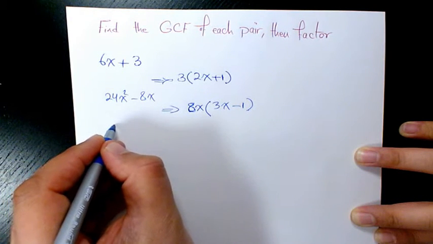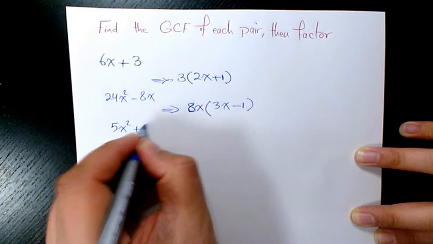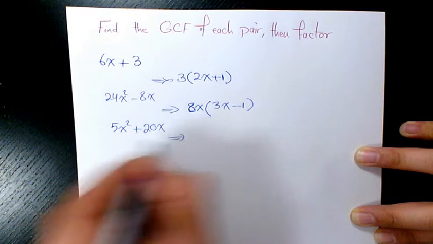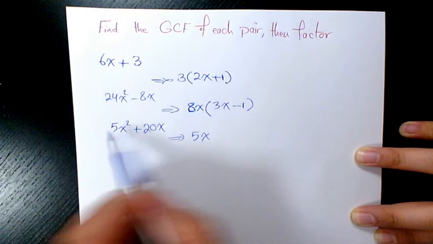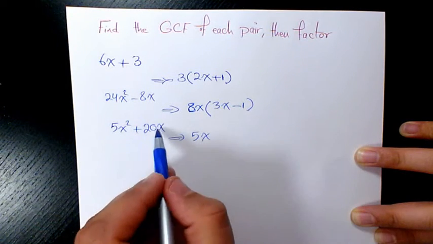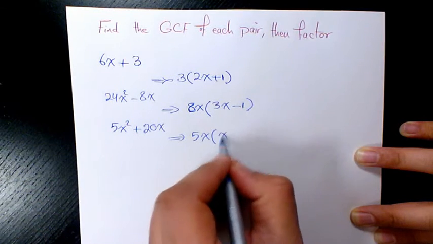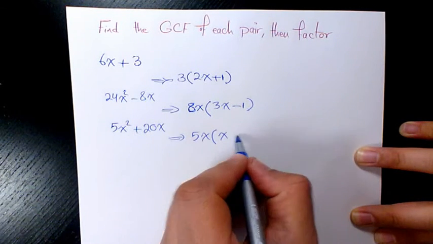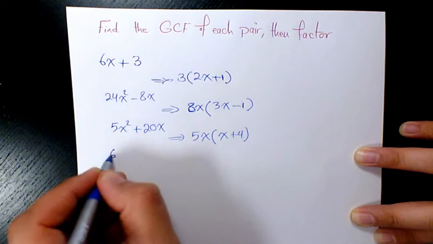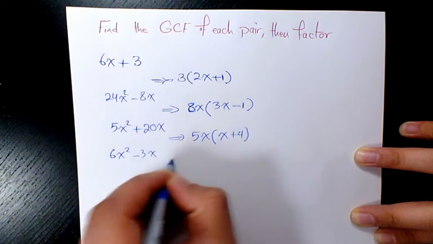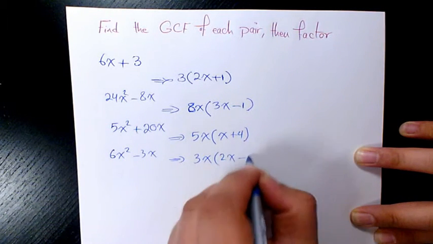Next one is going to be 5x squared plus 20x. In this case I can factor 5 and x because 20 and 5 both of them are multiples of 5, and x squared we can factor x here. So 5x squared divided by 5x is going to be x. 20x divided by 5x is going to be 4, and that's how we factor it. Next one is 6x squared minus 3x. You can factor 3 and x. It's going to be 2x minus 1.